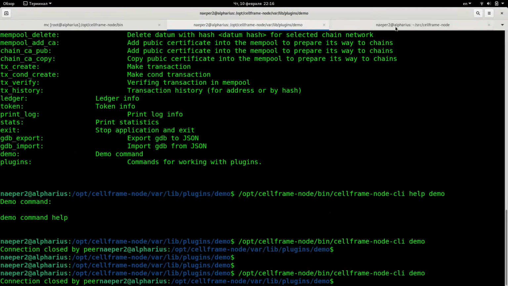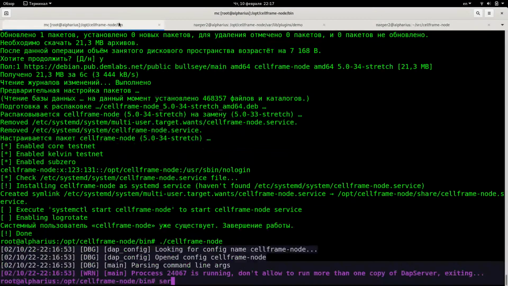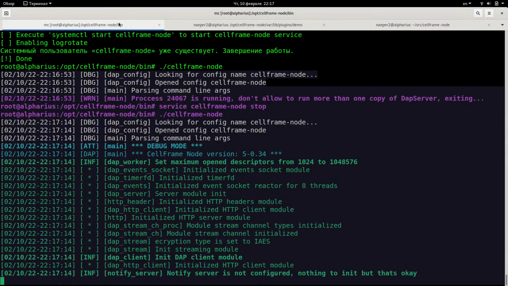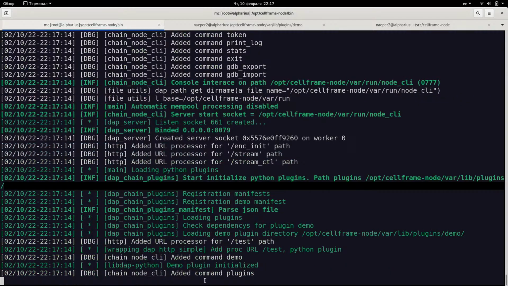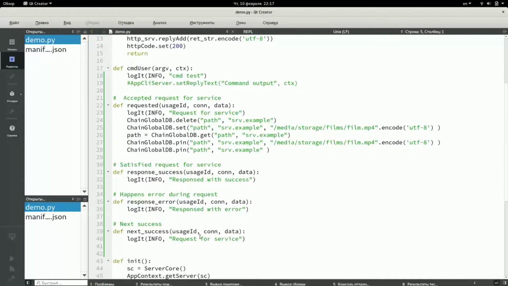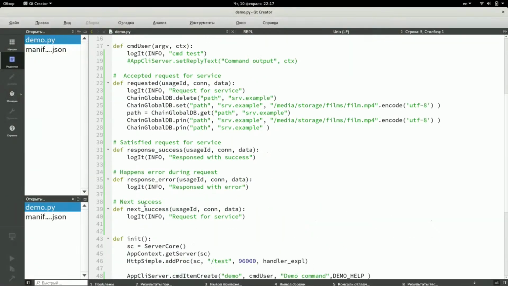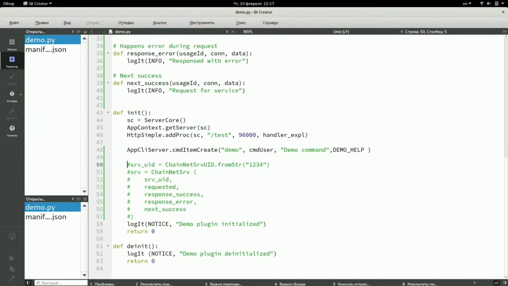It's already run here. Oh, yes, exactly. Service Cellframe node stop. Just after upgrade, it's installed and run. So we need to stop it first, then we could run it again. Imagine it's added, and now everything has been imported. Sorry, it was the wrong version. Okay, now let's try it.